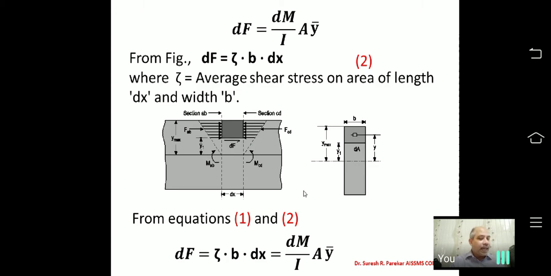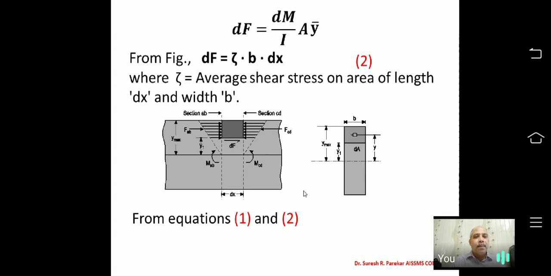And now if I rearrange the terms, you can see we will get tau is equal to dm by dx into A y bar upon Ib. So whatever term we have on the left side, we have taken on the right side. You can see over here, we have taken this b dx on the right side, and then on the left side we have only tau, so tau is equal to dm by dx into A y bar upon Ib.